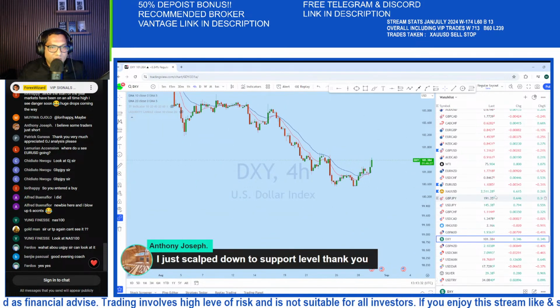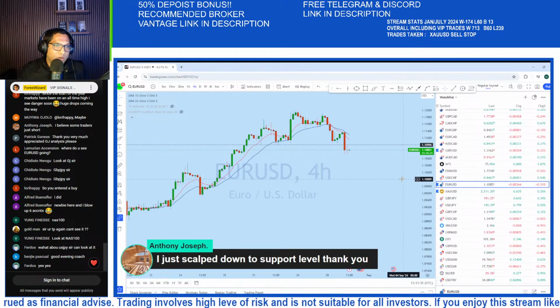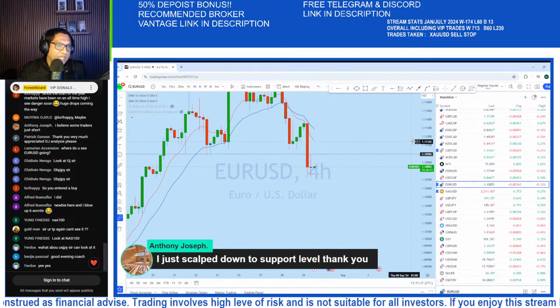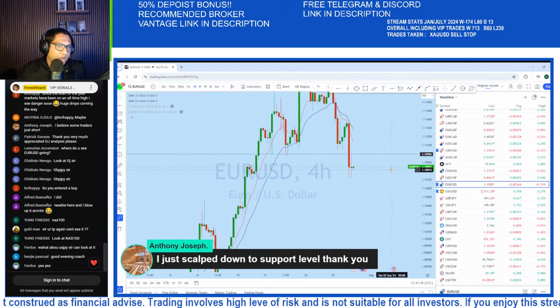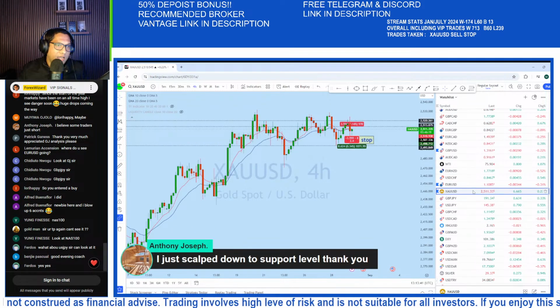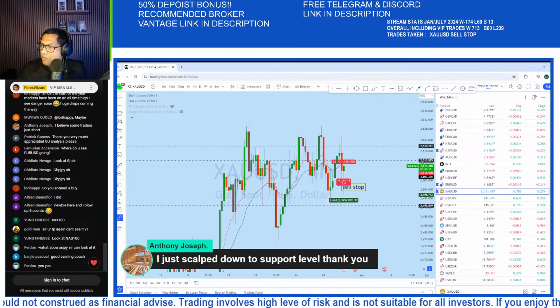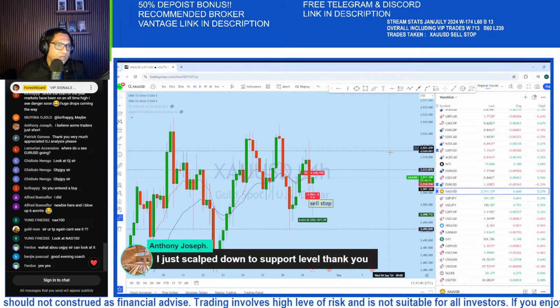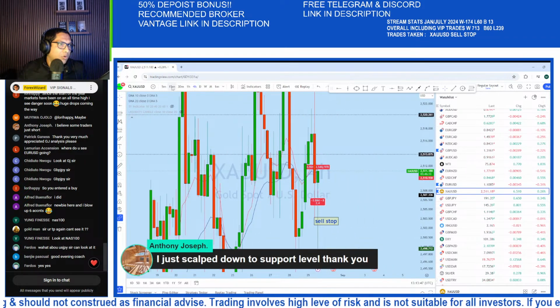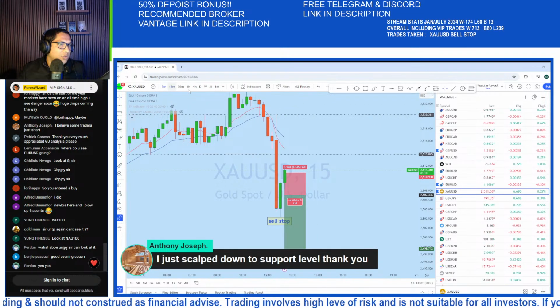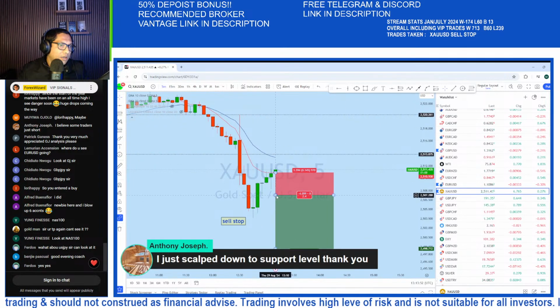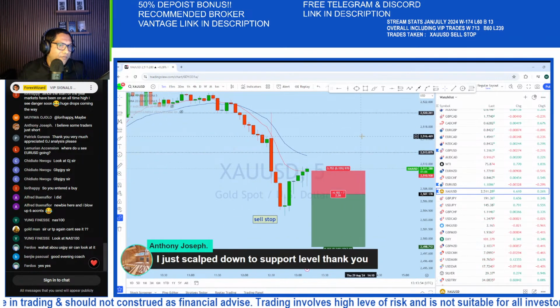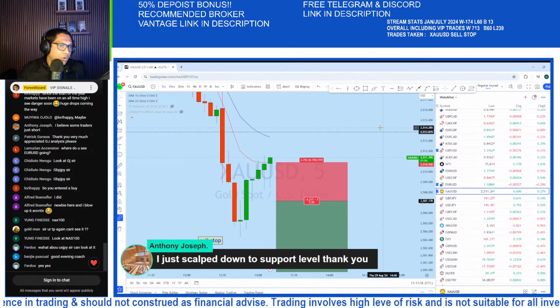So if DXY is getting bullish, then we might see EURUSD changing trend, and gold also might be changing trend, or maybe in a sideways move gold moves very independently, as you know. So here now this is another 5 minutes candle on gold.